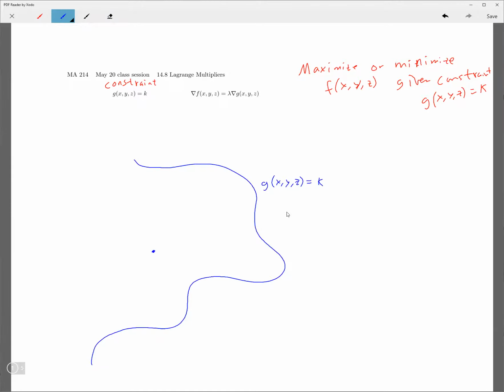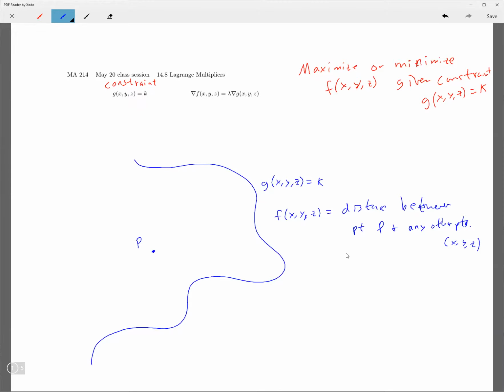So that's the restriction. You have to be on that curve. And then your f would be the distance between this point P, so that's P right there, and any other point x, y, z. Okay?